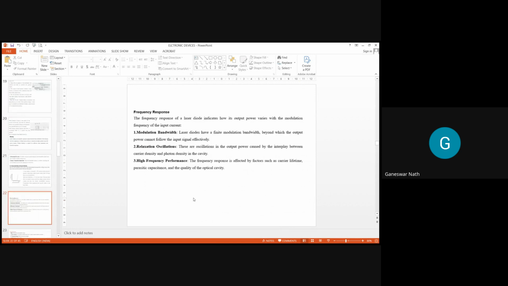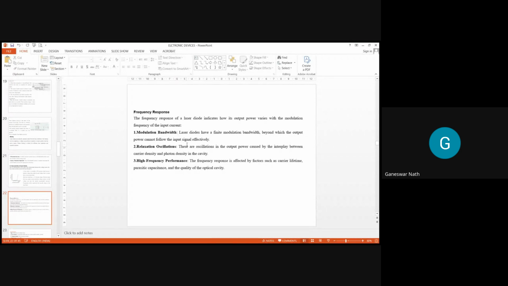Now coming to frequency response. The frequency response of the laser diode indicates how its output power varies with the modulation frequency of the input current. From this we can calculate the modulation bandwidth, relaxation oscillations, and also the high frequency performance. So what is modulation bandwidth? Laser diodes have a finite modulation bandwidth beyond which the output power cannot follow the input signal effectively. That is why we have a limiting value, which we call the modulation bandwidth.